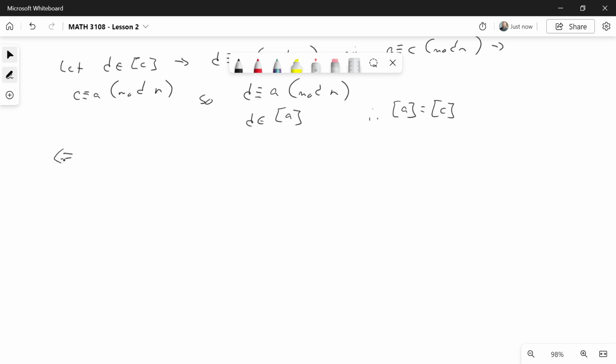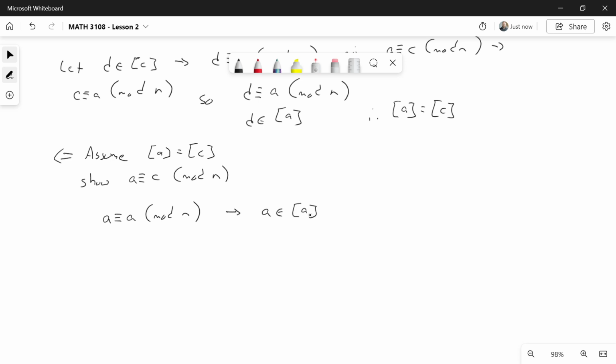So going in this direction, what we are assuming this time is that we have the equality of these congruence classes already. And we want to show that A is congruent to C mod n. So how do we do that? Basic properties. Let's take an element A. We know that A is congruent to A mod n. This is true, which means that A is an element inside of the congruence class of A.